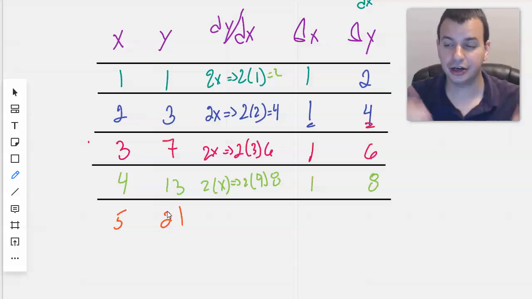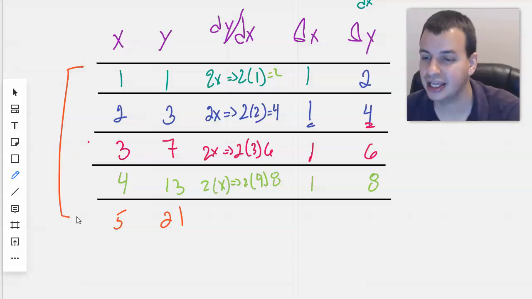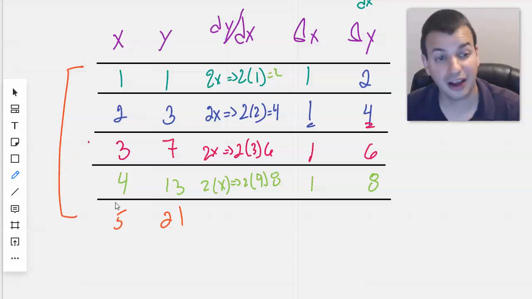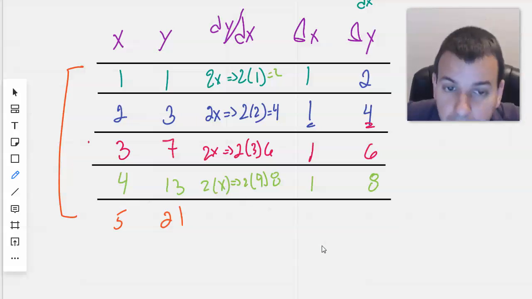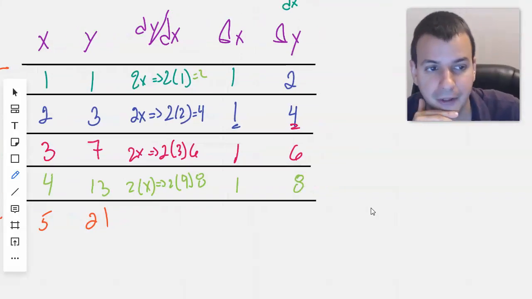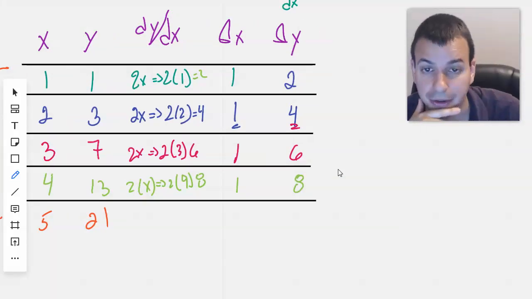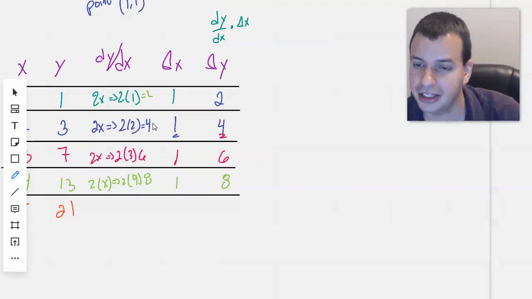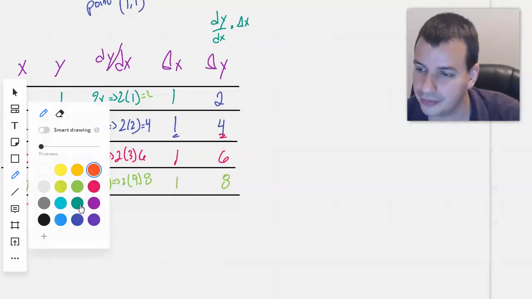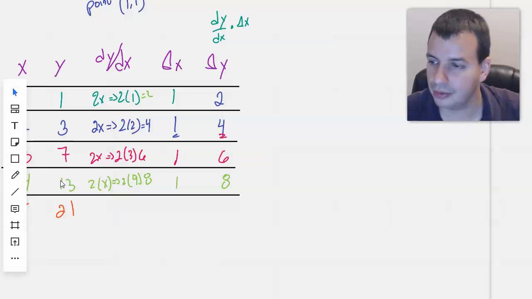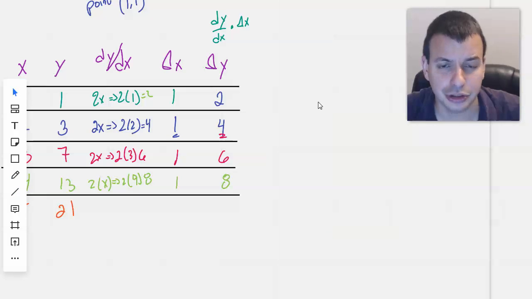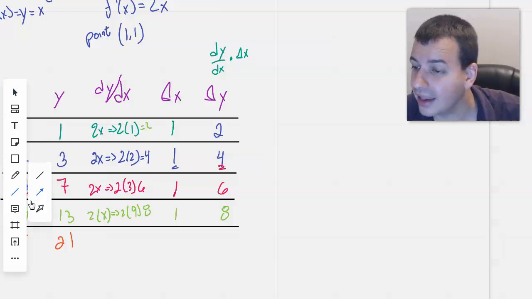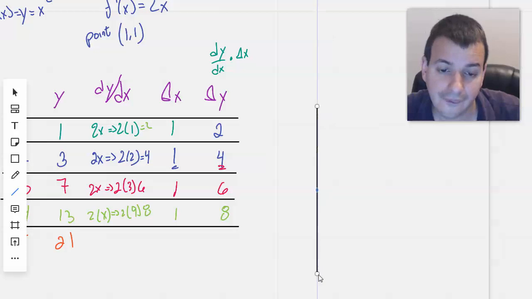So what we've done here is we've created a set of points, 5 points, that we are then using to approximate this curve y equals x squared. So I'm going to draw up a general idea of what we did here. So we have, let's do a line. Let's go with line.